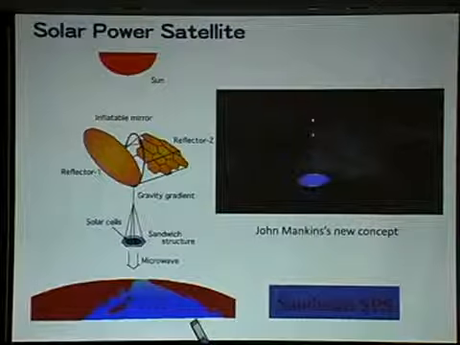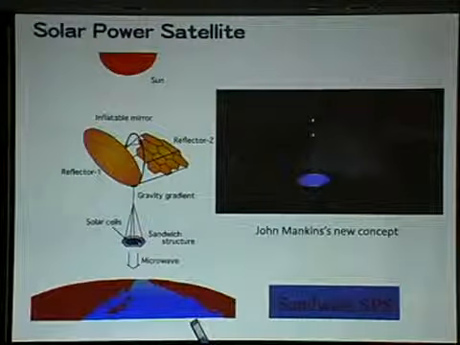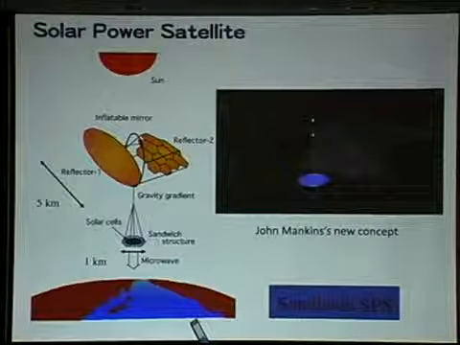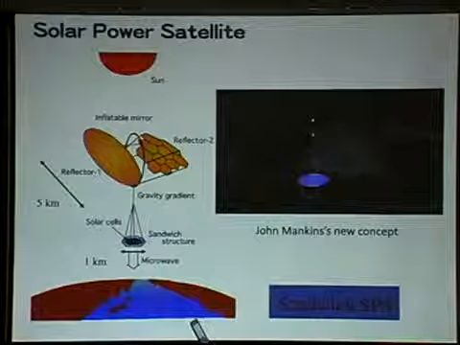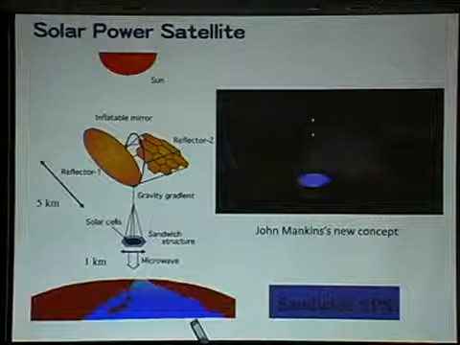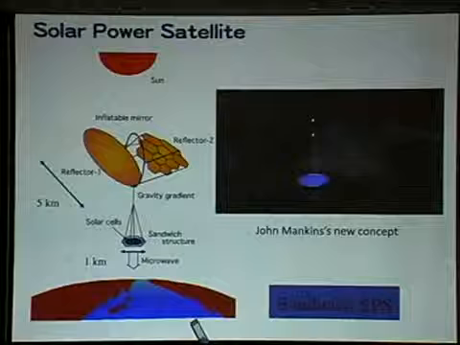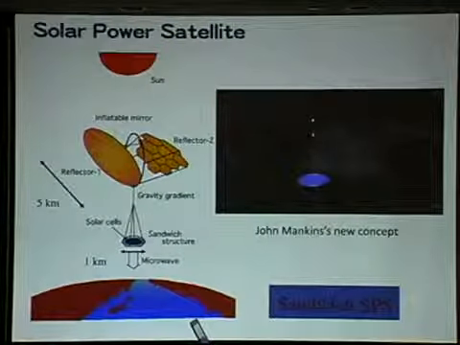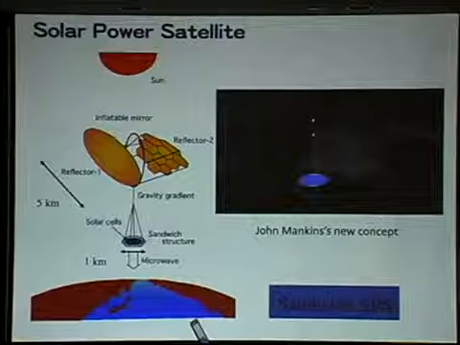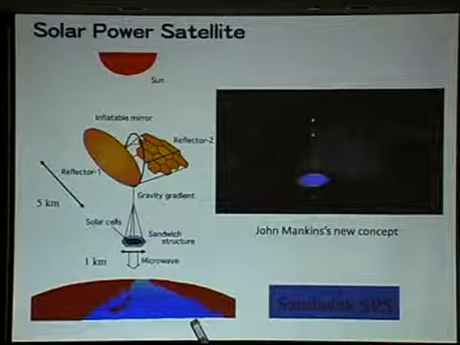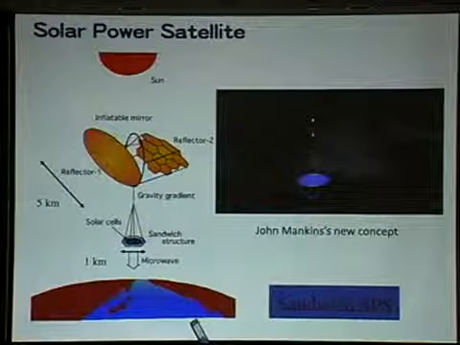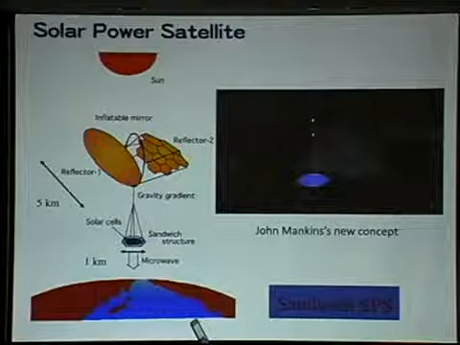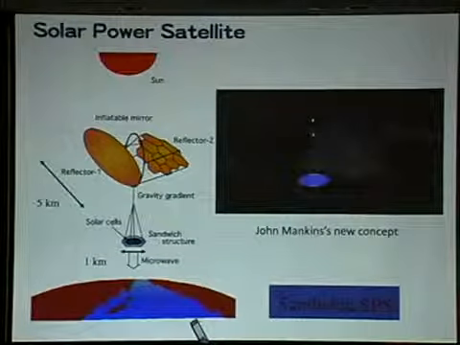But anyway, you can understand the reflector is very huge. Maybe it is required to have a diameter of 5 kilometers, and the transmit antenna must be over 1 kilometer. Too huge. But we have to reduce the weight of the sandwich structure, so maybe the structure must be flexible.